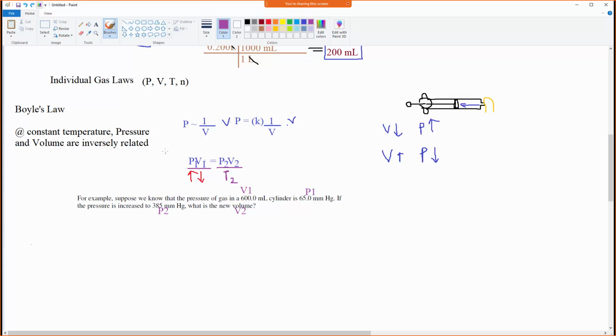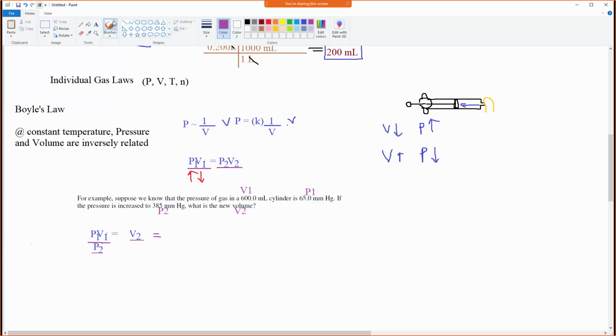Oh, hang on a second. I want to keep this guy here. Okay. So we're going to solve for V2 by dividing both sides by P2. There we go. Like that, move it over, divide both sides by P2, that's going to solve for V2.